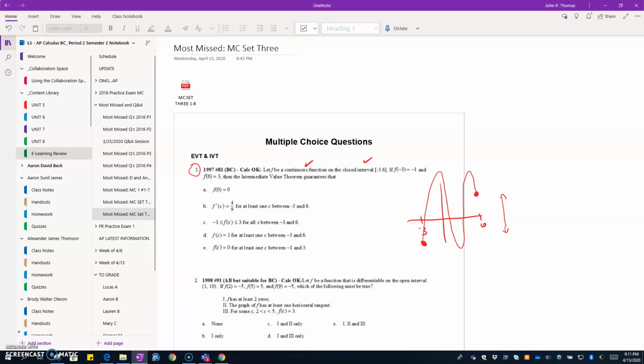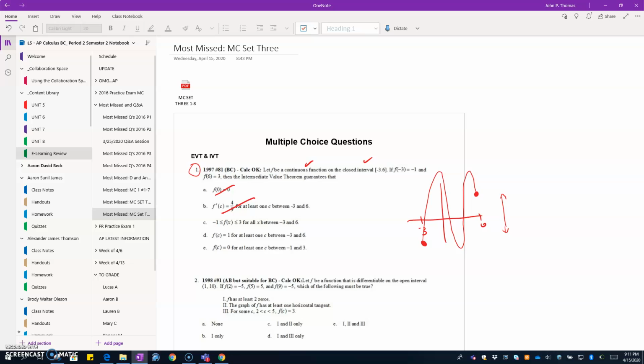All right, so when I look at this, the first conclusion is f of 0 equals 0. We can't say anything about that with intermediate value theorem. The next one says f prime of c, so the derivative of c. The derivative of c sounds more like mean value theorem rather than intermediate value theorem. This one is out as well.